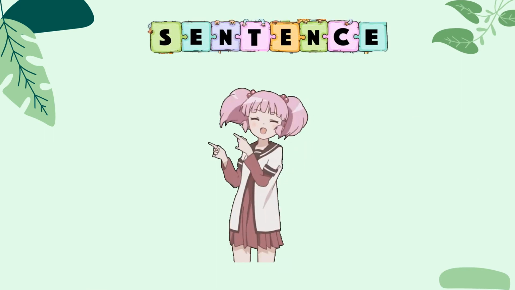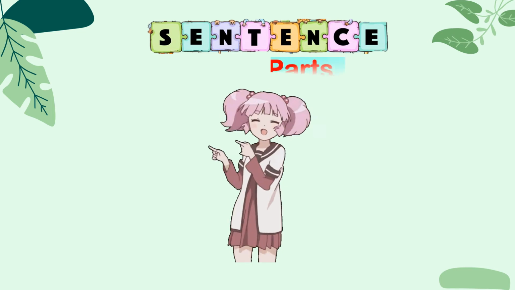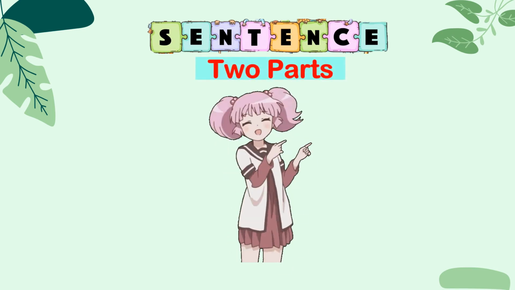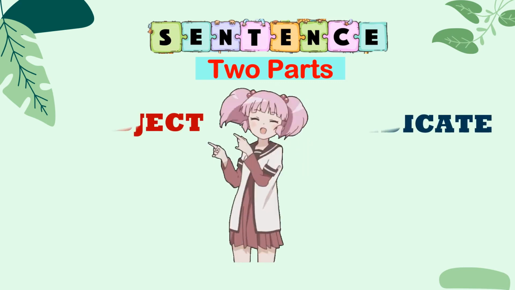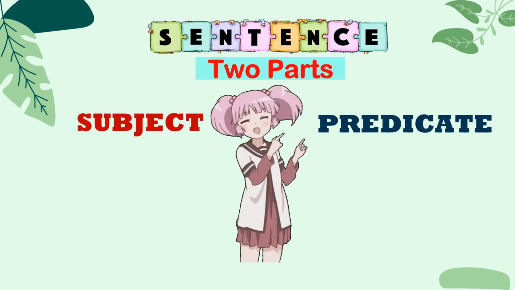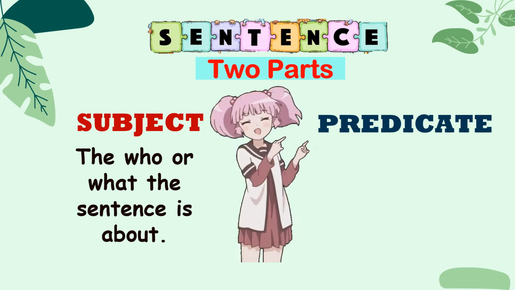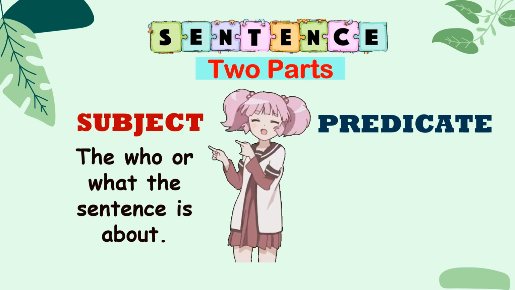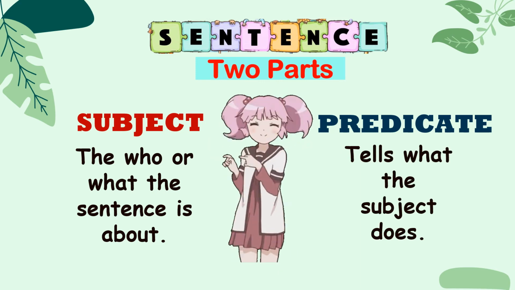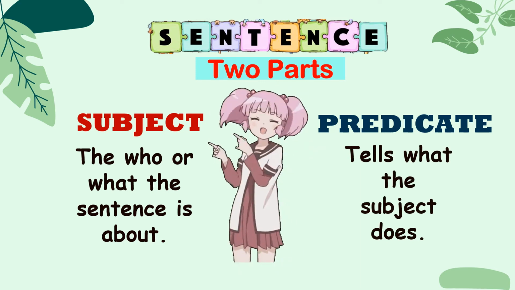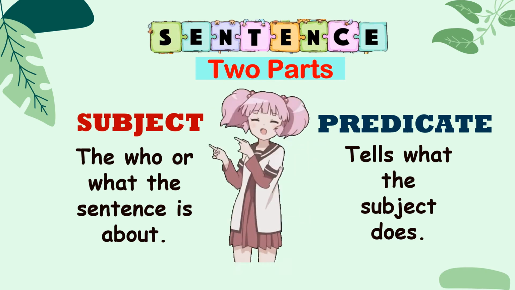Once again, a sentence is complete or has a complete idea if these two parts are present in the sentence. We call them a subject and predicate. It is a subject if it is the who or what the sentence is about, or it is the topic in the sentence. The predicate, on the other hand, tells what the subject does, or describes or tells us what the subject is doing in the sentence.